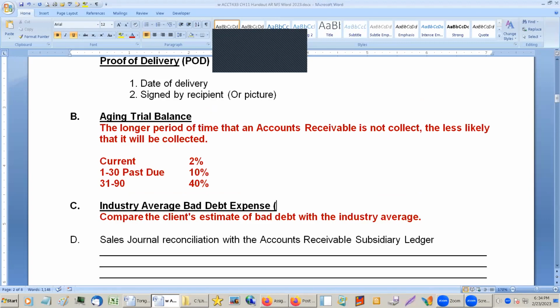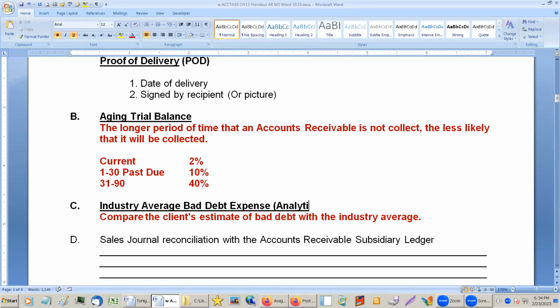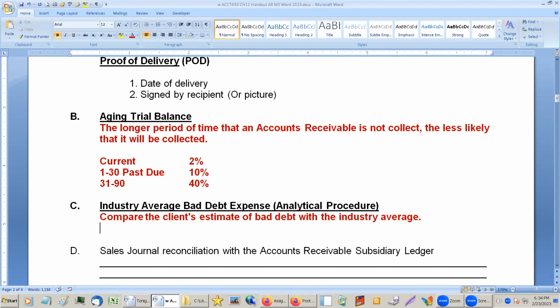I'm going to put that right by this. The weird analytical procedure. I'm going to actually make it a little more of a statement on it. Let me take that out.